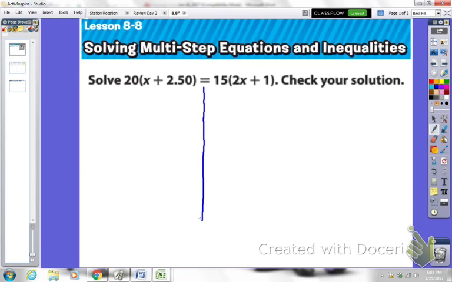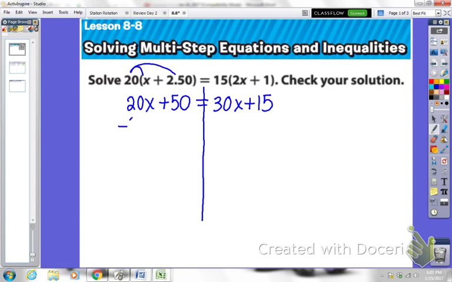Notice on the left side and the right side you have parentheses with a number out front, so we have to distribute this number first. So that's 20x plus 50 equals 30x plus 15. And this is like what we saw in a previous lesson. So we've got x terms and number terms on both sides. We need to collect our variable terms to one side and the numbers to the opposite side.